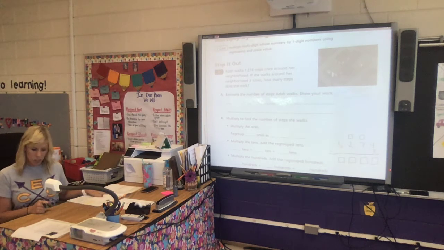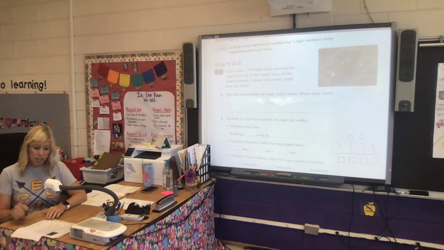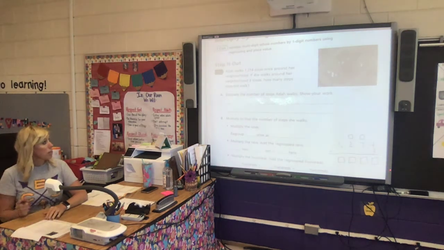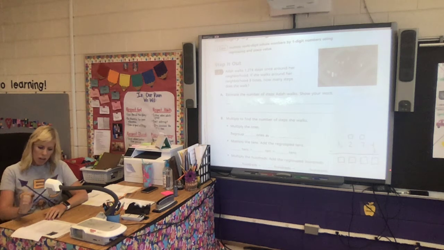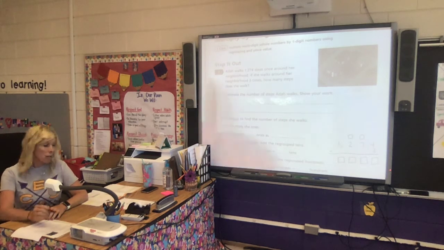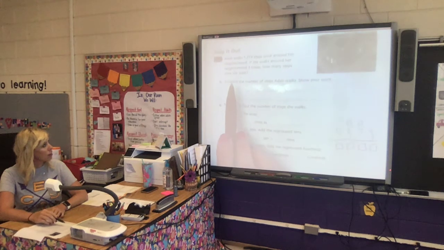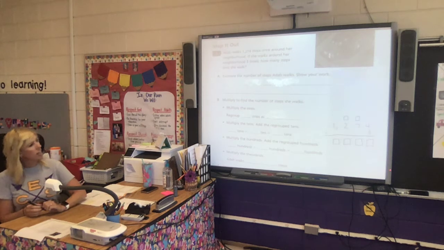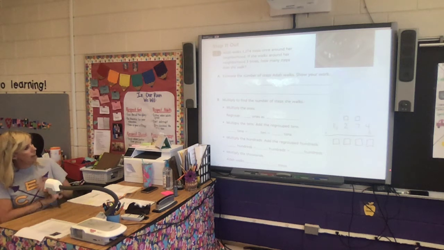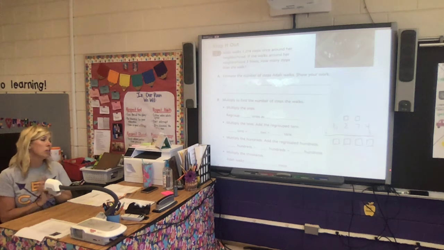Okay, so today we're on page 17. We are multiplying one-digit numbers. I want you guys to follow along with me in writing in your book. Let's read number 1. Ada walks 1,274 steps once around her neighborhood. If she walks around her neighborhood 3 times, how many steps does she walk?